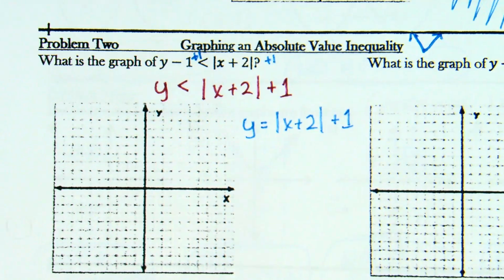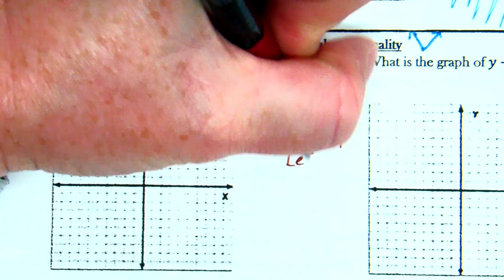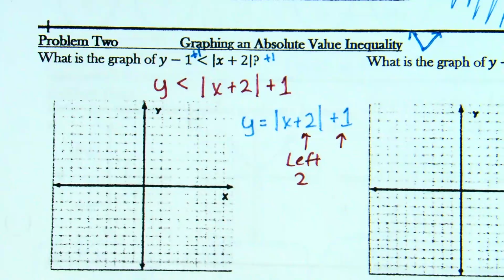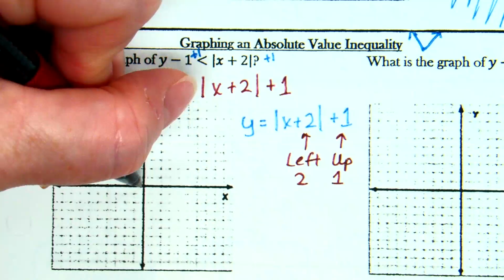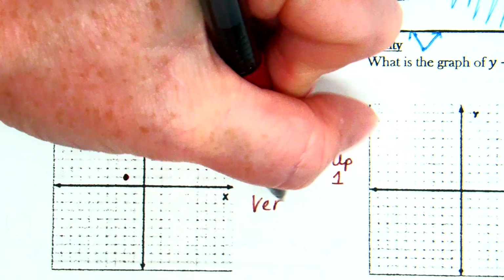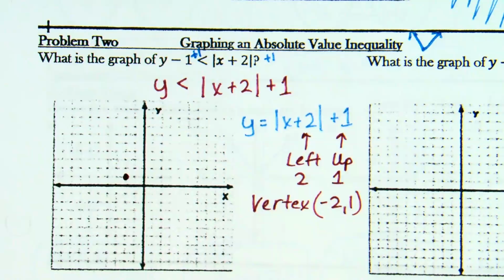Where does this V move? You're going to go up 1 and to the left. The +2 in the absolute value is left or right, opposite the sign, so that is a left 2. The +1 outside is up or down with the sign, so that is an up 1. My vertex would normally be at 0, 0. I move left 2, up 1. Officially, if you have to state a vertex, your vertex is now at -2, 1. Okay.